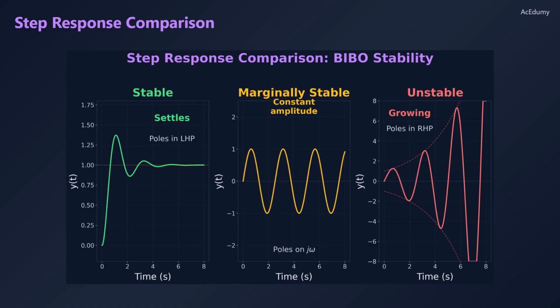Let us compare three types of step responses. A stable system on the left shows a decaying oscillation that settles to a final value. This corresponds to poles in the left half plane. A marginally stable system in the center shows constant amplitude oscillation that never settles. This corresponds to simple poles on the imaginary axis. An unstable system on the right shows growing oscillations that diverge. This corresponds to poles in the right half plane. The stability of the response is entirely determined by the pole locations.